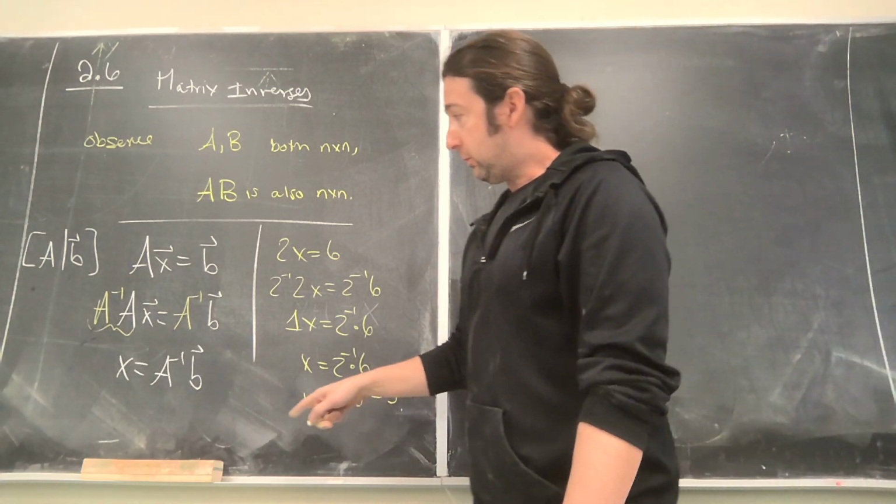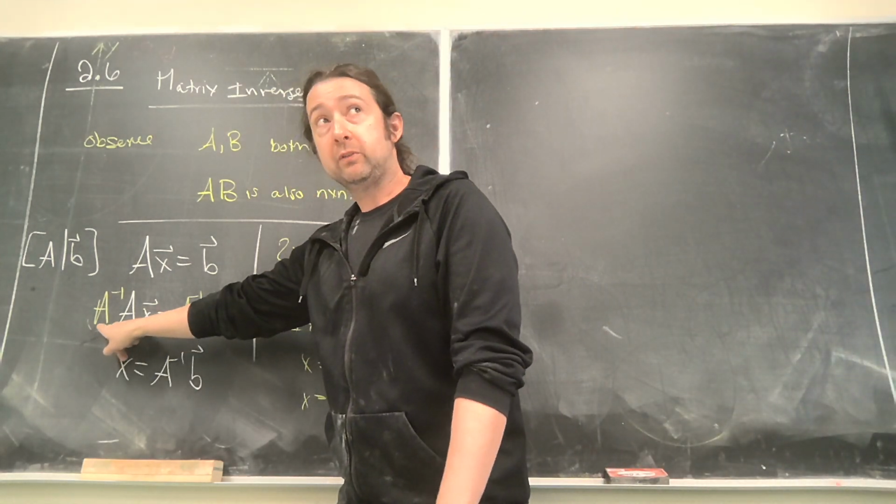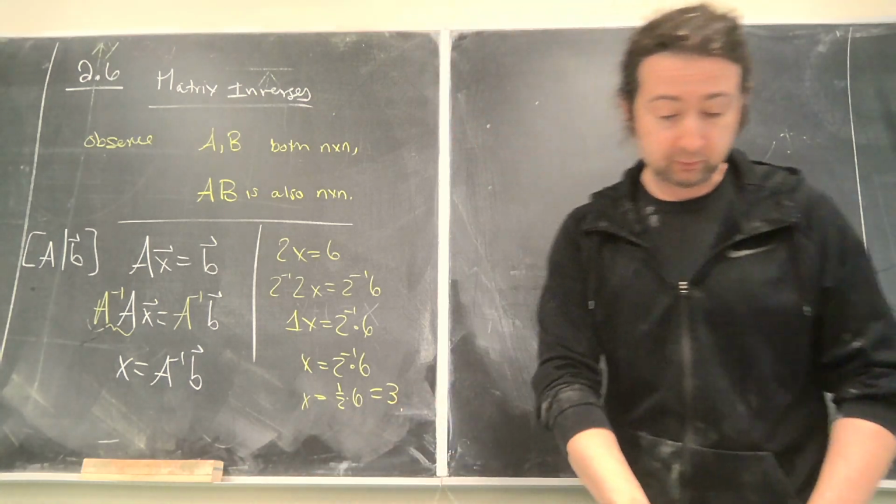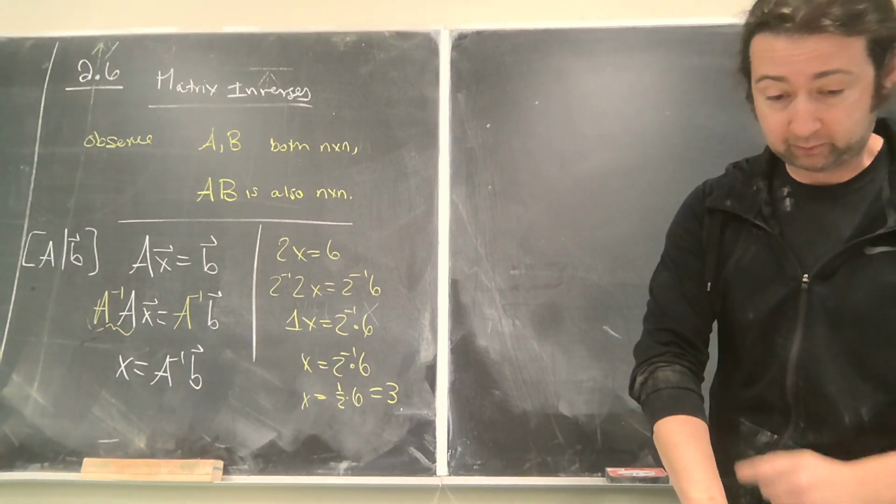So that is the object that we want right here, this thing A inverse. What we're going to start with is we're going to define this. This exact behavior is what we want to define.